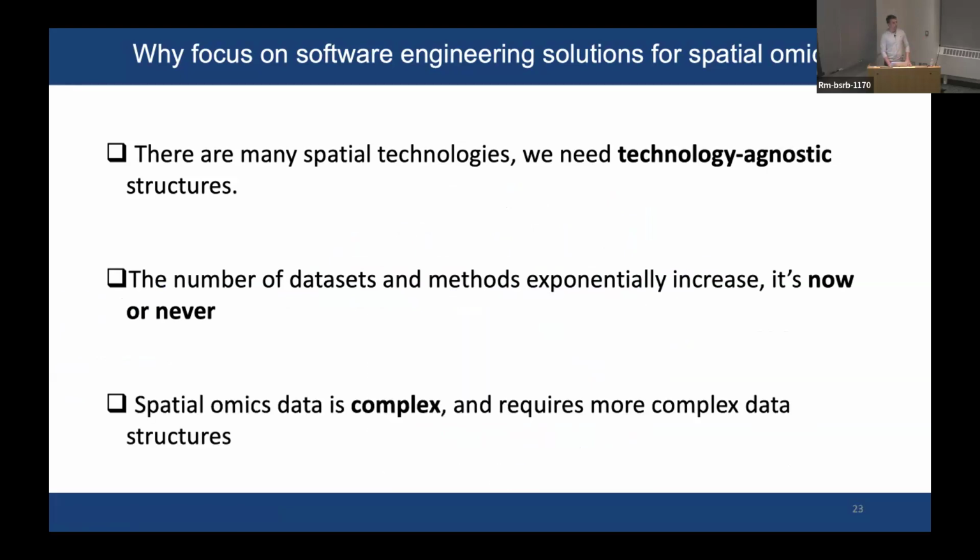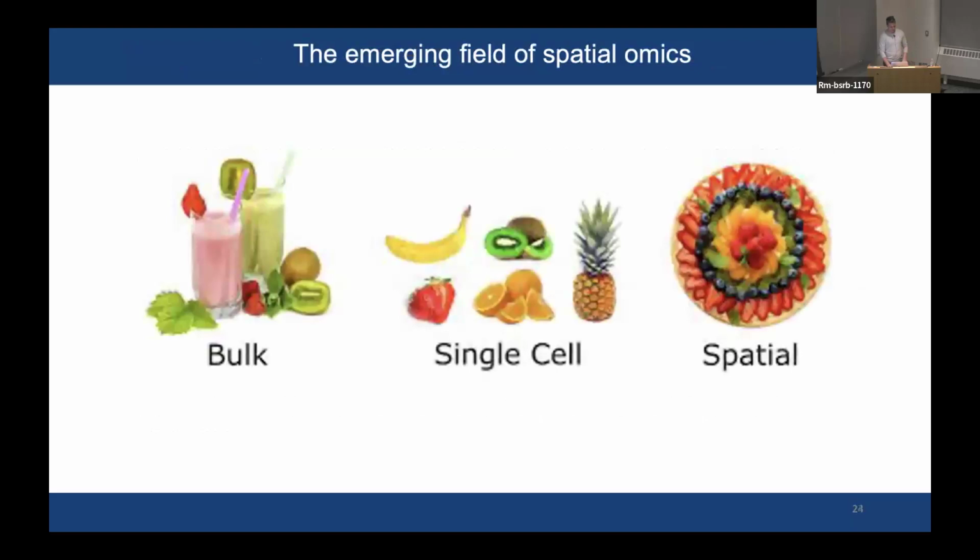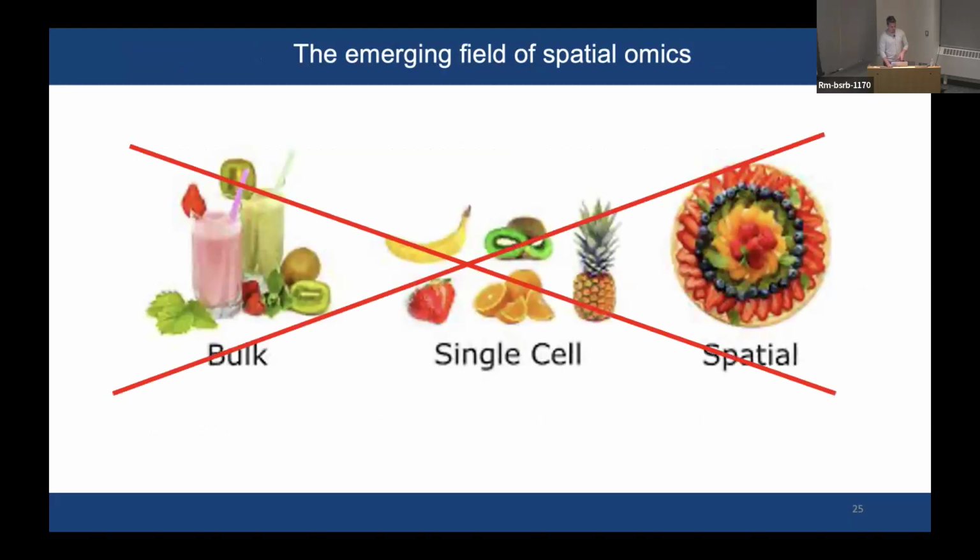And perhaps most importantly, why do we need to work on software engineering approaches? Why spatial data engineering, spatial data structures? It's because the data is really complex. It's much more complex than any other type of data you previously worked with. And I'm going to show you why. I think this one is a particularly bad example.